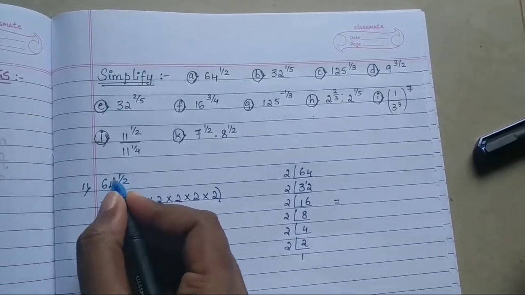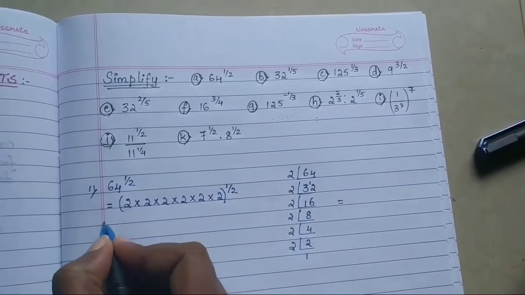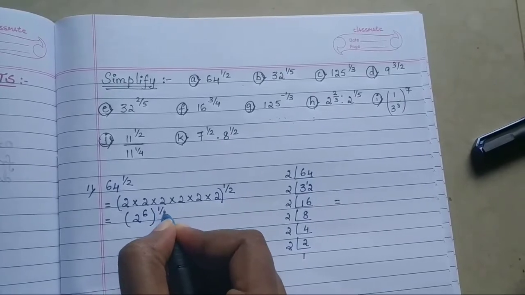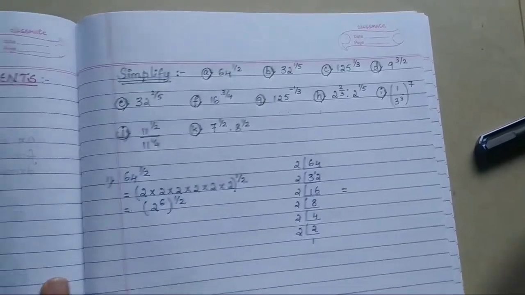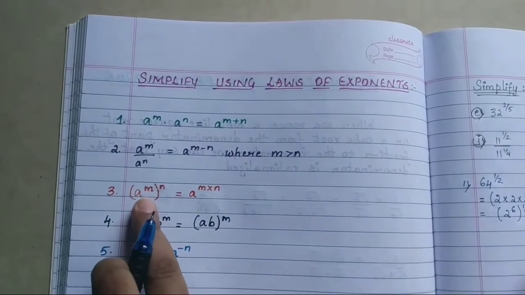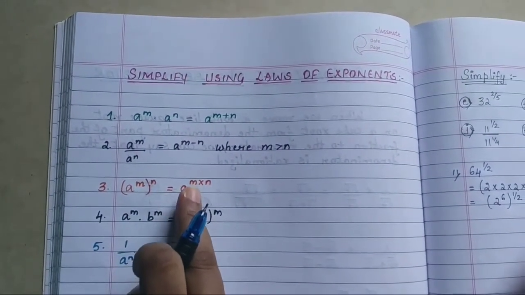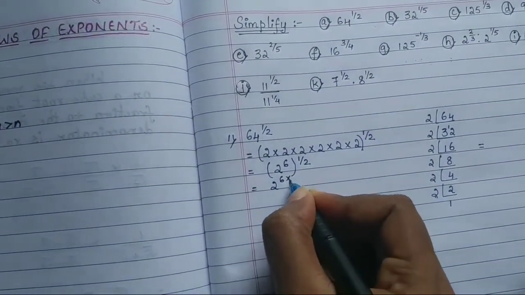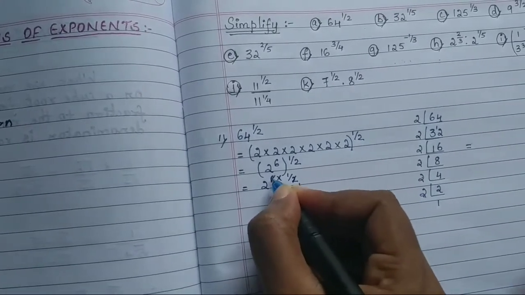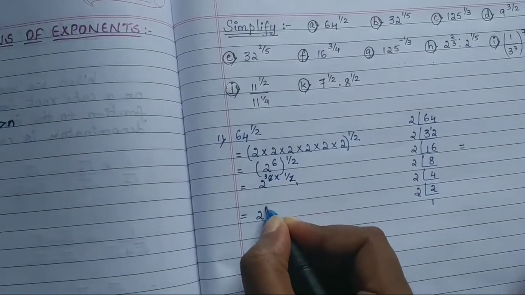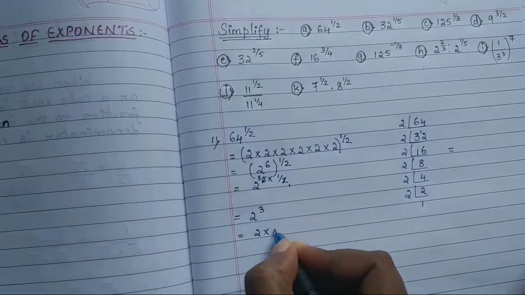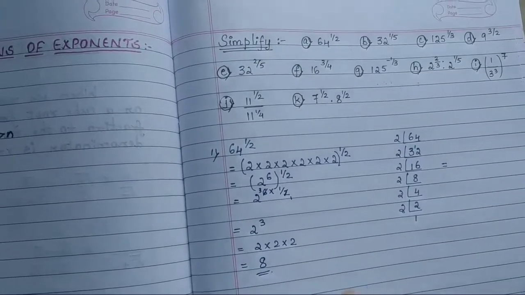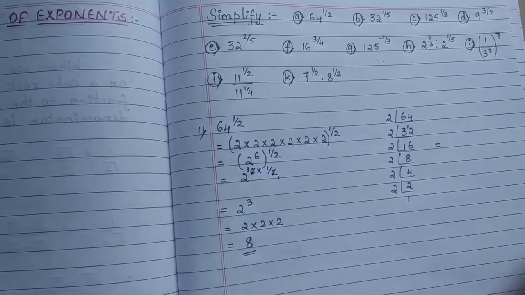Next, this 1 by 2 will be as it is. Now looking at this here, a to the power of m whole to the power of n is equals to a to the power of m into n. We can write 2 to the power of 6 into 1 by 2, where 2 1s are 2 and 2 3s are 6. We are left with 2 to the power of 3, which will give us 2 into 2 into 2, that is nothing but 2 2s are 4, 4 2s are 8. Okay, so the answer to this question is 8.